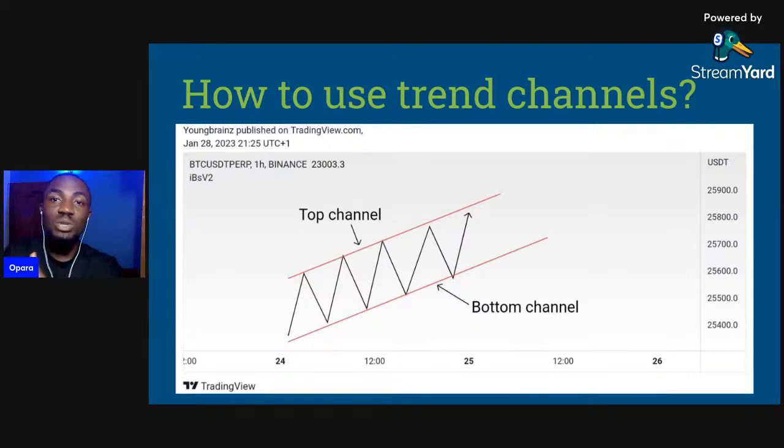It's the same with the trend channel. The moment price action has left the channel, then be alert, like something's about to happen. It's either the trend is about to change or a new structure is about to be formed.